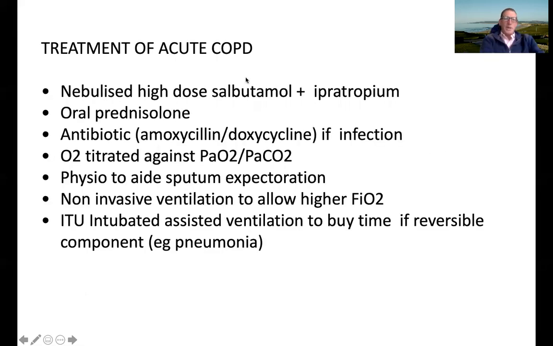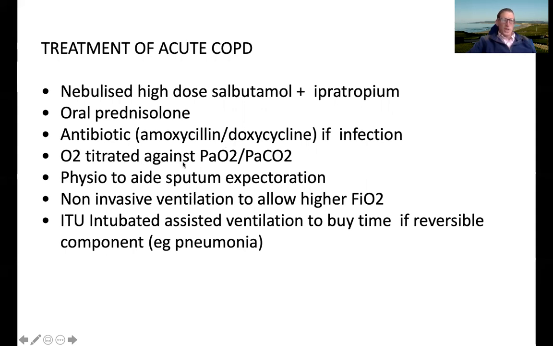Treatment of acute COPD, pretty much like acute asthma, is that we give them high-dose salbutamol and ipratropium. We tend to give most of them prednisolone, even if they're not eosinophilic, just to cover our bets. But strictly speaking, you should only give it to eosinophilic COPD patients. But it ends up being given to most. We give them an antibiotic because most of them have got an infection, usually Haemophilus. So we give them amoxicillin or doxycycline.